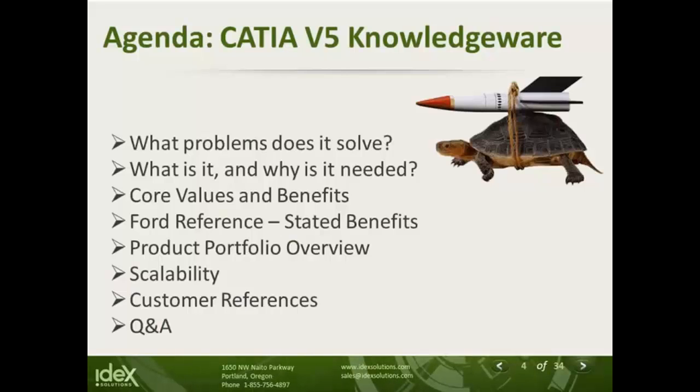We're going to quickly review the agenda on what we'll cover today. Of course, we want to discuss what problems CATIA Knowledgeware solves, what it is, and why it is needed. We'll get a little into the core values and the benefits of CATIA Knowledgeware. We'll discuss a Ford reference article that was written by Ford on their stated benefits in utilizing Knowledgeware. Of course, we'll go into a product portfolio overview to talk about what the products are, talk a little bit about scalability, and then we'll end with some additional customer references, and then some Q&A for any questions that you might have.